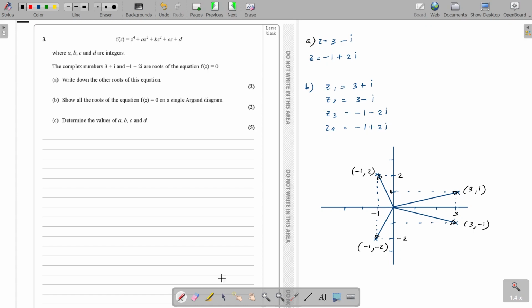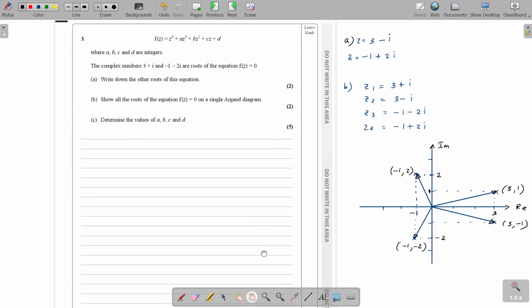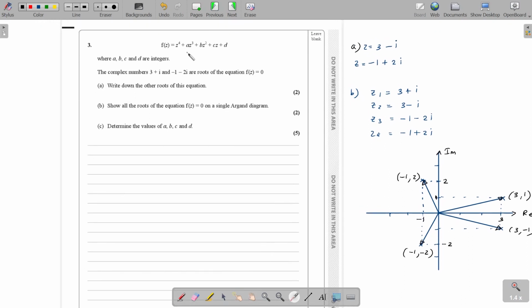And then give the axis name. This is the real axis and this is the imaginary axis. Make sure you name your axis as well. Okay. And then they say determine the values of a, b, c, d. What are a, b, c, d? They are the coefficients of the expanded equation. So then let's get the quadratic factors first.